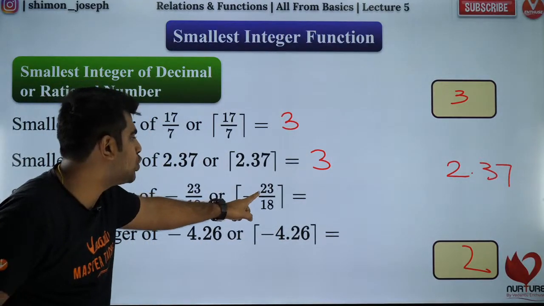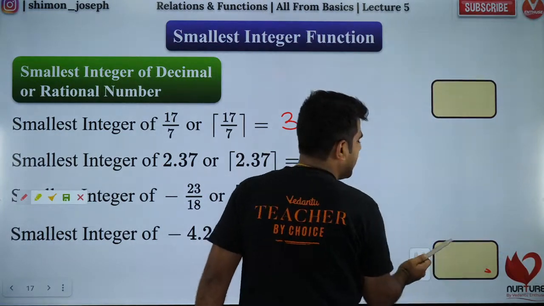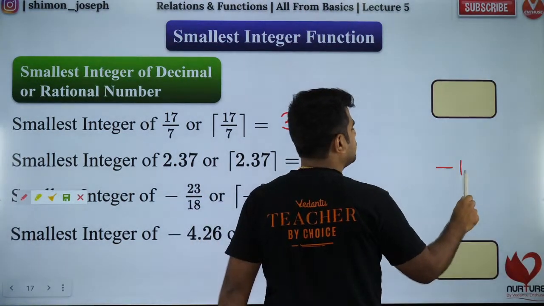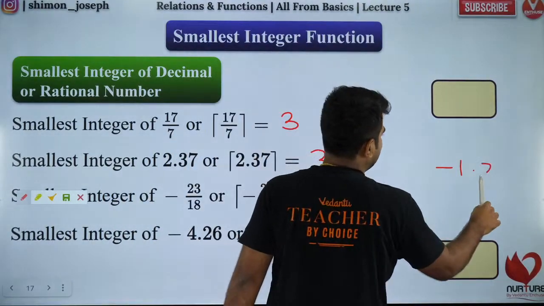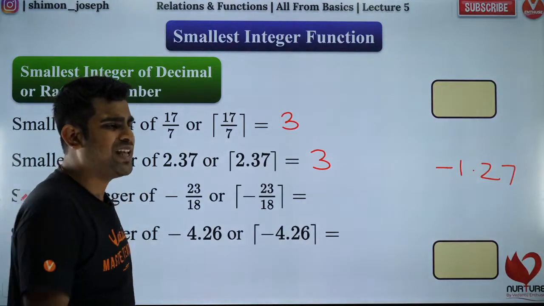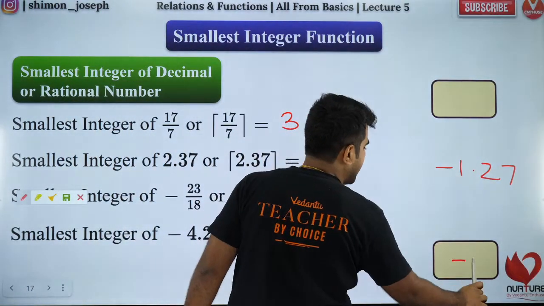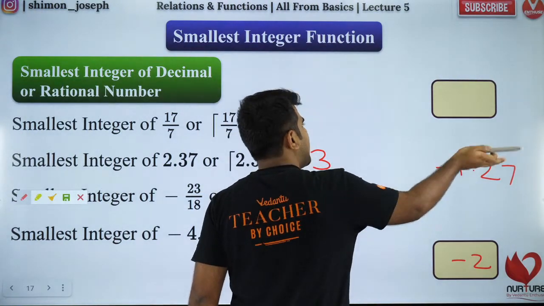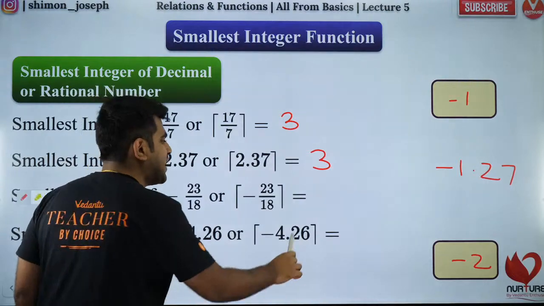Now minus 23 by 18. What will 23 by 18 be? Can you guys tell me? 23 by 18 will be minus 1.27, or 28. So the previous number will be minus 2 and the next number will be minus 1. So what will be the ceiling? The ceiling will be minus 1.